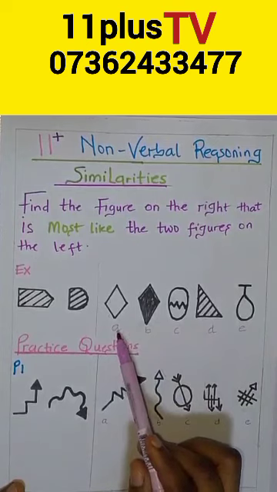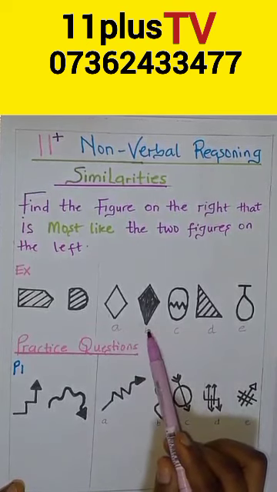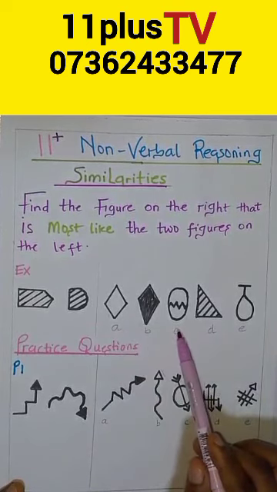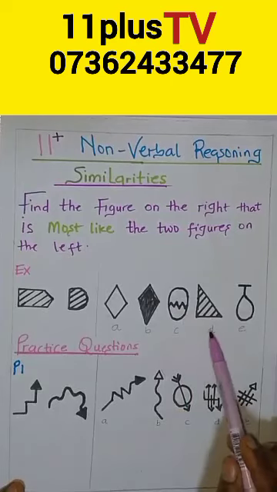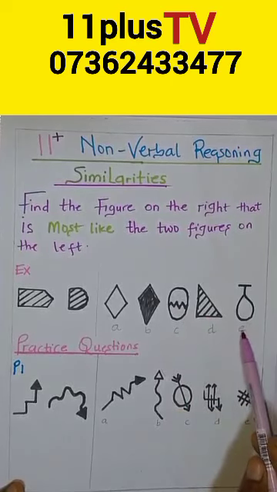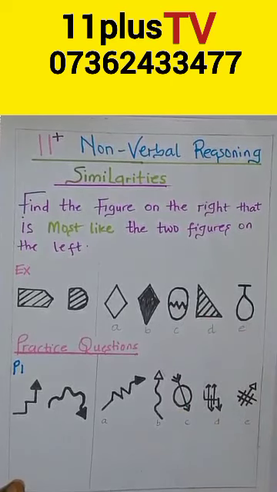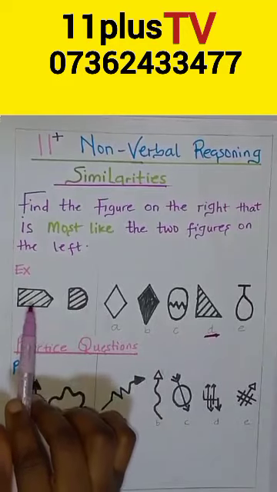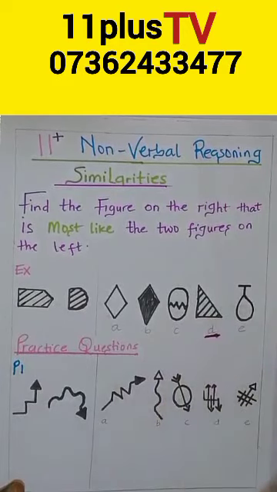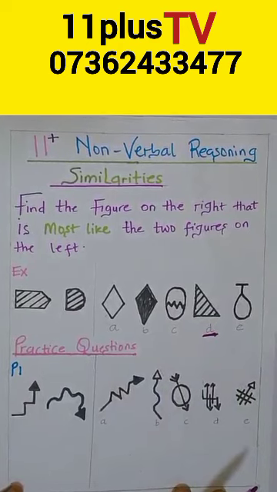So A is not striped, B is shaded black, C does not have stripes, D has stripes, and E does not have stripes. So the answer to this example is D. You can see the diagonal stripes. Now let's take some practice questions.